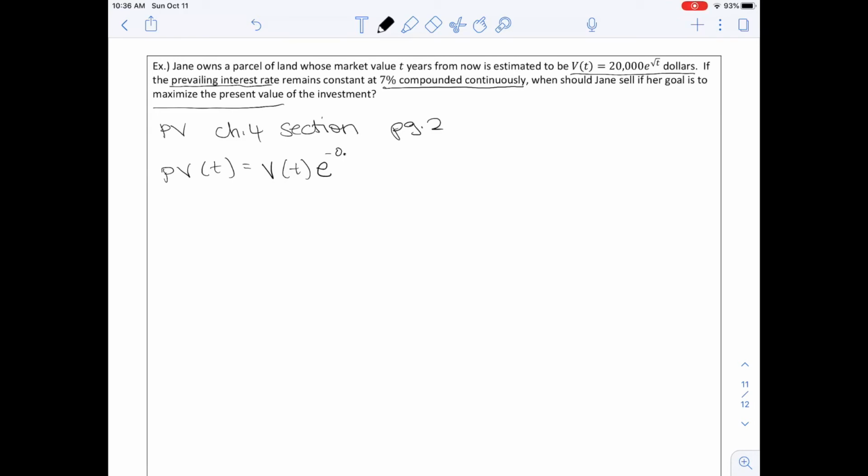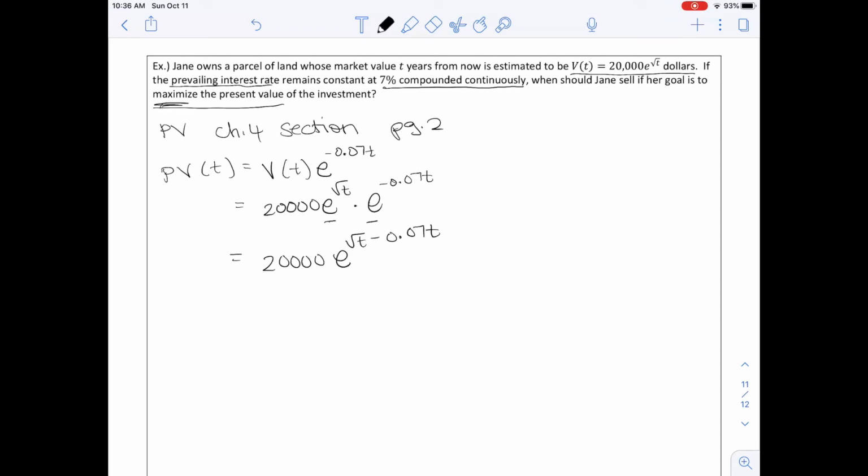So we have 0.07 and then t. Then substituting in our function, which is 20,000 e to the square root of t times e to the negative 0.07t. We can combine these two because they have the same base, and our present value function is going to be 20,000 e to the, and we would add together those exponents. We have the square root of t plus our negative 0.07t.